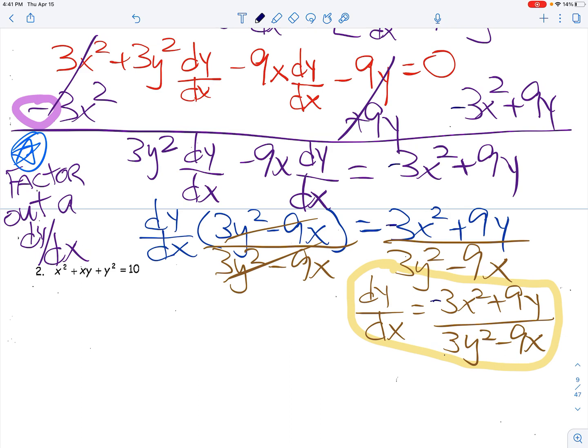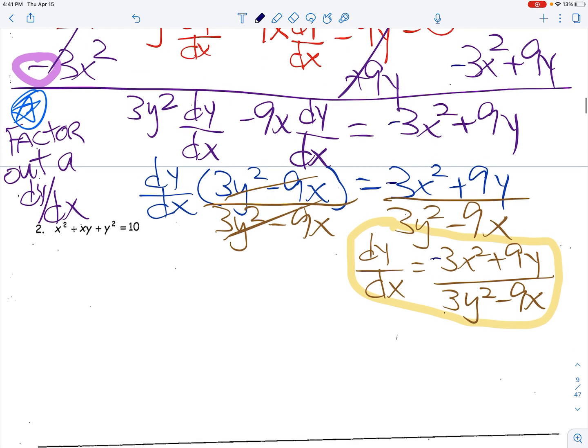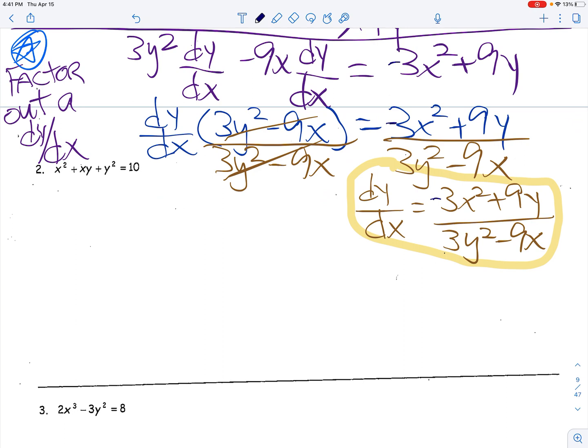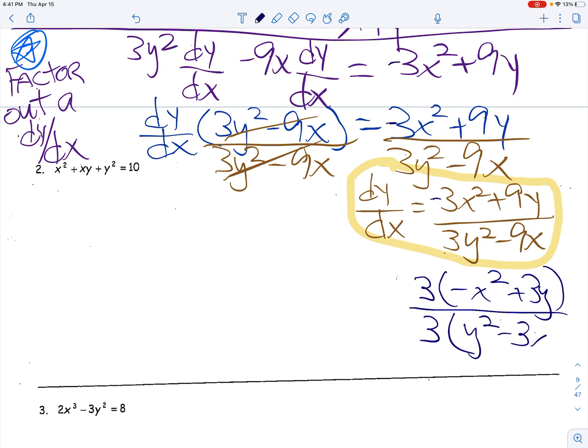So minus, there we go. So note the change here, everybody. The derivative of y with respect to x is negative 3x squared plus 9y over 3y squared minus 9x. And like I said, you want to factor out some 3's there. You can if you want. Right, if you wanted to take out a 3, or even a negative 3, you could as well.